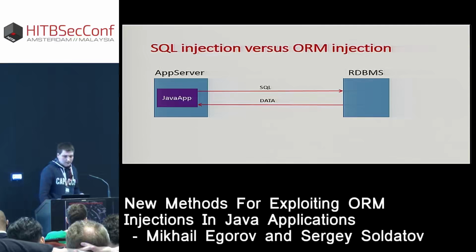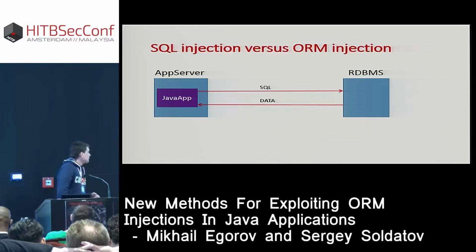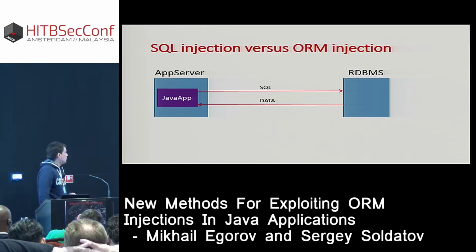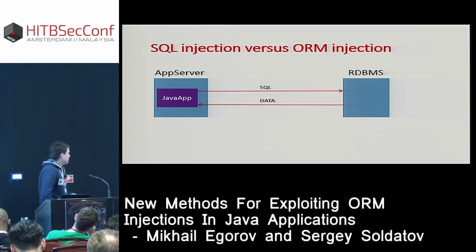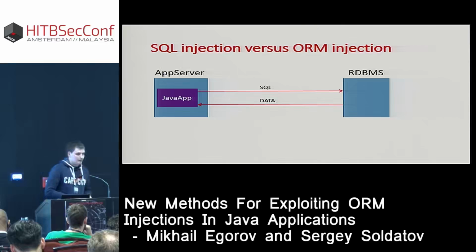I want to emphasize that SQL injection and JPQL injection are similar in how they are introduced in the source code, but from an exploitation perspective they are completely different. Here on the slide you can see the SQL injection scenario. The attacker can inject custom SQL statements through an injection vulnerability in a Java application and obtain data from the database. So in this scenario he can communicate with the database directly through injection.